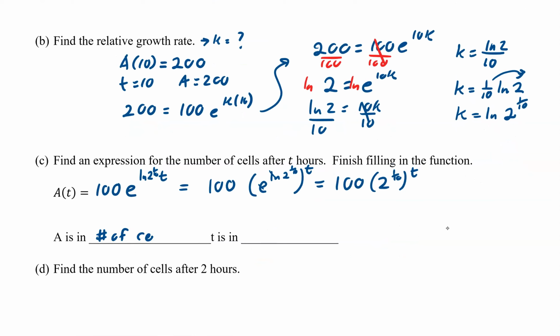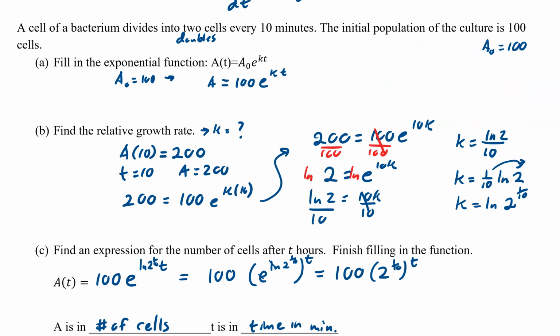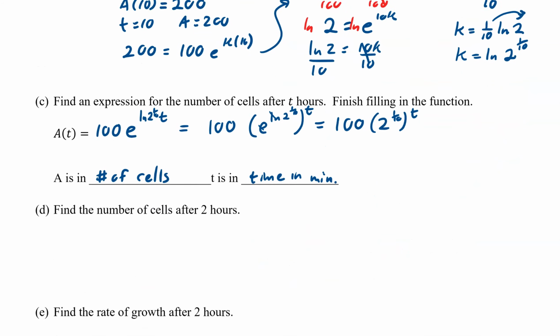And you always want to define your variables when you have a formula. T is time in minutes. I know I have it on there as t is in minutes is all I wanted to write, but I wanted to put time in there. So now you know it's time for t. A is the number of cells.